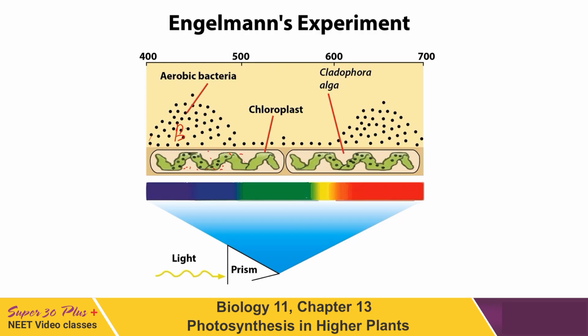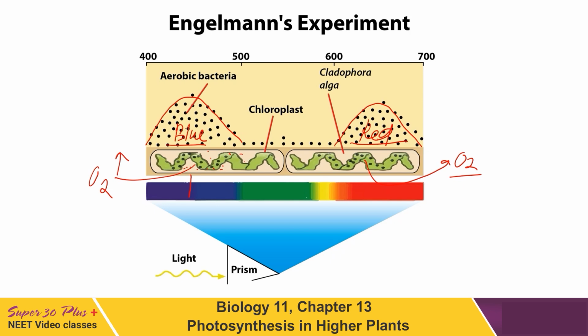When the rainbow spectrum was given, it was found that the bacteria accumulated in the blue region, and then in the red region. It means that in the blue region maximum oxygen was being released. Here also oxygen was released as compared to other regions, and therefore these aerobic bacteria accumulated here. So he gave the idea that blue light and red light, these parts of the spectrum, are more effective as compared to the other parts of the spectrum.